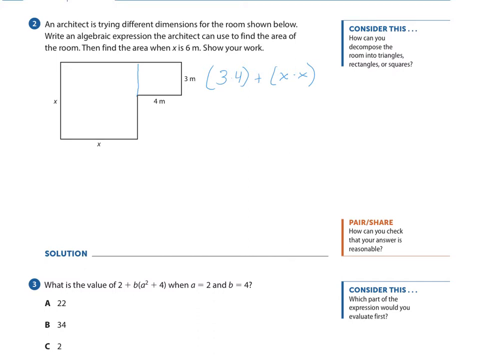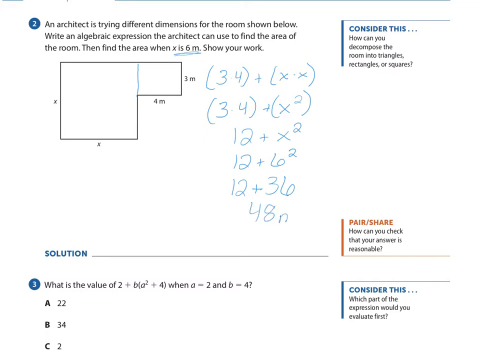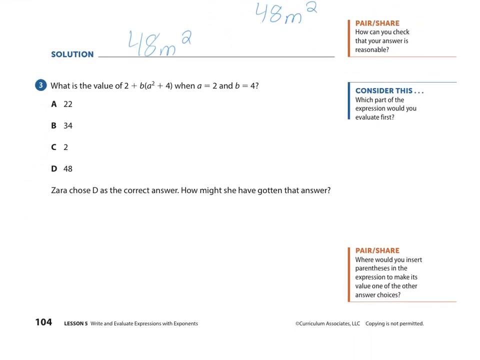So the algebraic expression, this is what it would look like. You could also simplify it to be this. You could also even go, since we're simplifying it even more, to look like that. Well, now they're telling us that x is 6. So 12 plus 6 squared. 6 squared is 36. I'm going to add 12 to that for an answer of 48 meters squared. So that one should be 48 meters squared.